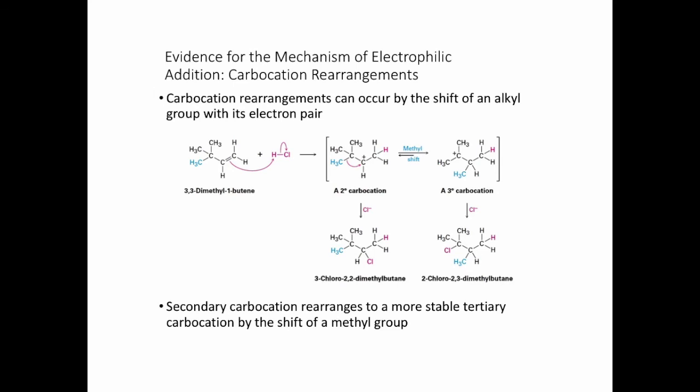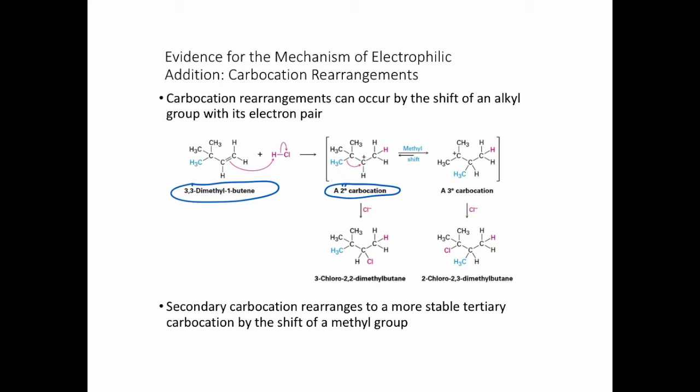Here is an example of a reaction. So if we have 3,3-dimethyl-1-butene and we react it with HCl, first the H goes on the carbon of the alkene with more H's, and that gives us a secondary carbocation. So now we have to stop and ask ourselves, could a hydride or methyl shift occur that would give us a more stable carbocation? And the answer is yes.